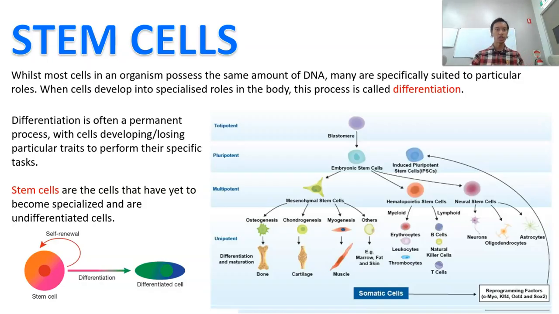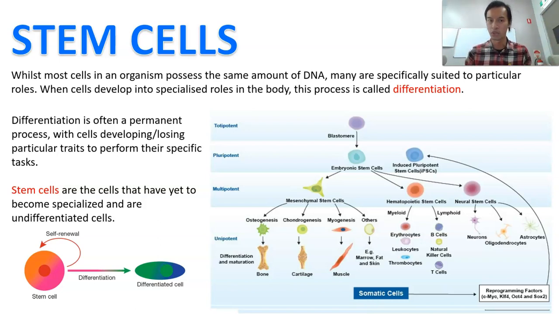Okay, while most cells in an organism have the same amount of DNA, that is, your brain cell will have all of the genes and the DNA to make up your whole body, and so does your heart cell and your muscle cells. Many of those cells are specifically suited to a particular role, right? When they develop into these specialized roles, we call that process differentiation or specialization, right?